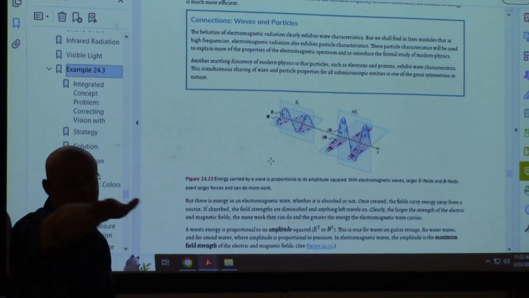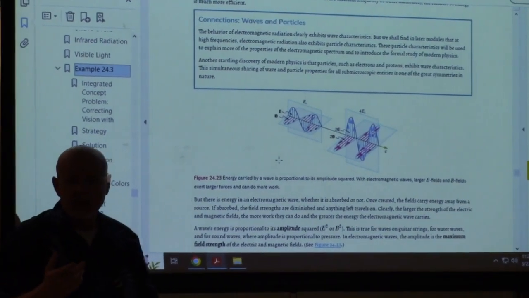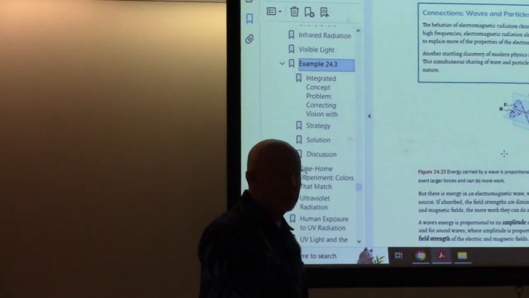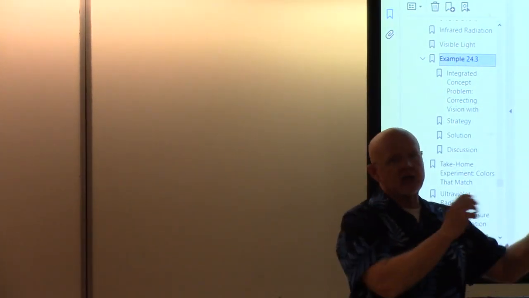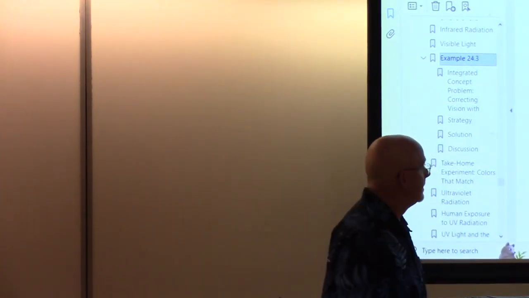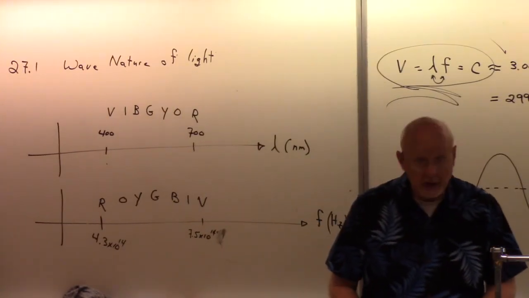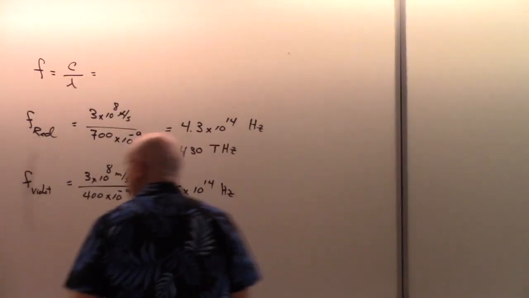And the magnetic field is vibrating this way, which is the z-axis. So the electric field and the magnetic field are perpendicular to each other. And then those are each perpendicular to the direction that it travels. And that's this wave nature. And again, that's what this section here is really all about. What is this wave nature?